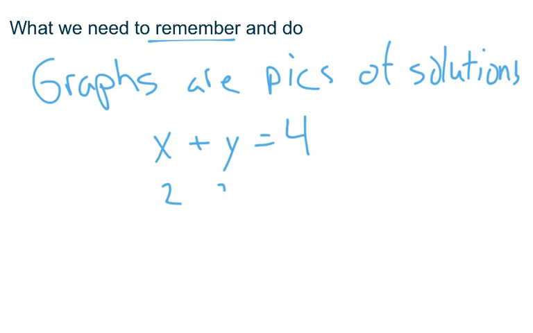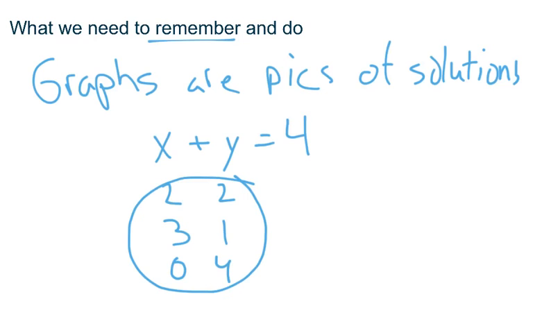So we have 2 and 2, we have 3 and 1, we have 0 and 4. All of these are solutions, if we especially think about them as ordered pairs. And the thing is, we can keep going on forever and ever and ever.